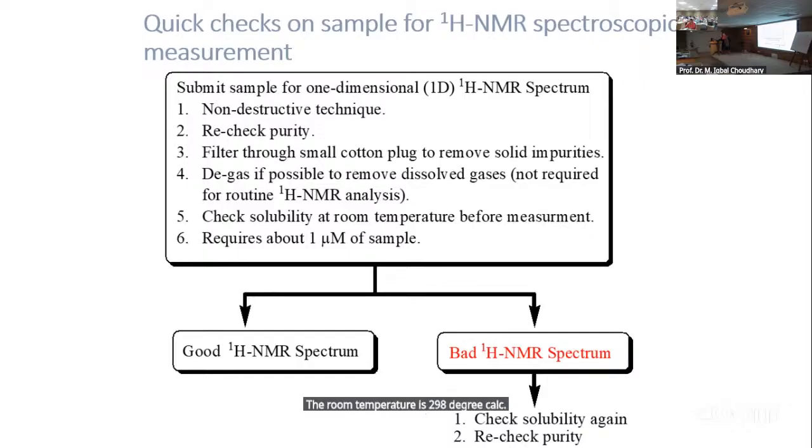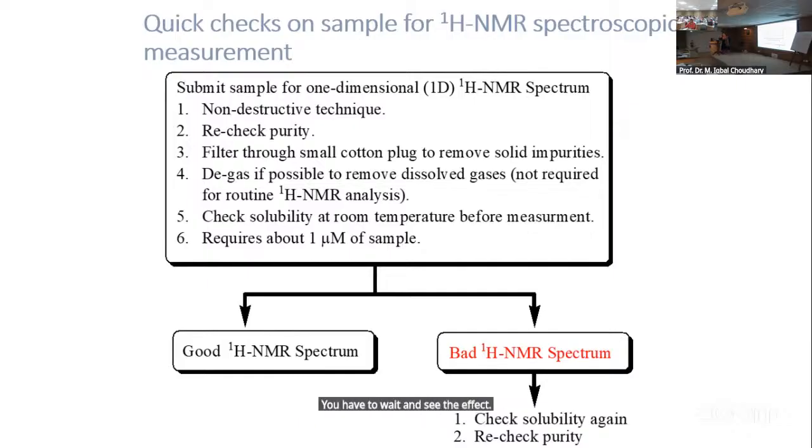For example, the room temperature is 298 Kelvin. So in NMR, we discuss everything in Kelvin, not centigrade. So 298 is 25°C. If you want to decrease the temperature, say go to 273 Kelvin, you cannot immediately change from 298 to 273. You have to decrease slowly. You have to wait and see the effect.